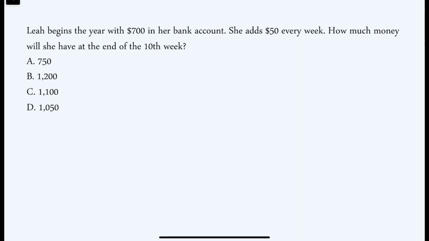Leah begins the year with $700 in her bank account. She adds $50 each week. How much money will she have at the end of the 10th week? So let's take a look at this one in a more algebraic approach by saying y is equal to mx plus b. The reason we're using a linear equation here is because this is a linear relationship. The change each week is consistent. It's not $50 and then $55 one week and $60 the next week, right? It's always $50 every single week.